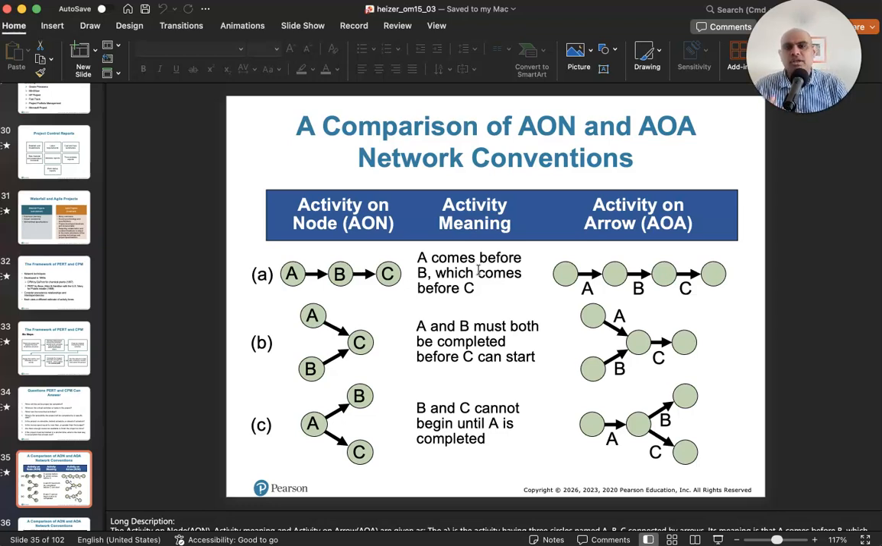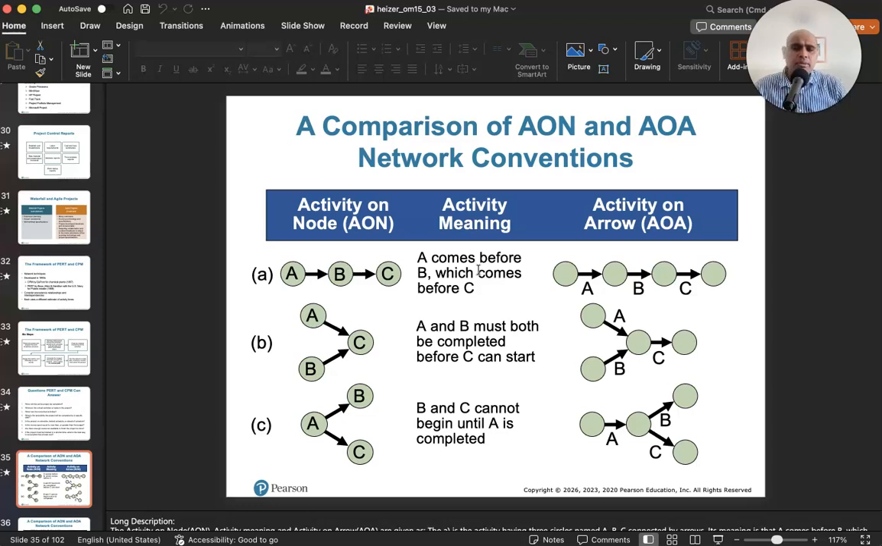So for example, if A comes before B, which comes before C, you say A, then you do B, and then you can do C, right? So you do activity A, then activity B, then activity C. As opposed to if both A and B have to be finished before you can start C, but you have no relationship between A or B, then you draw an arrow going from A to C, and then you draw an arrow going from B to C, showing that both A and B have to be finished before you start activity C.